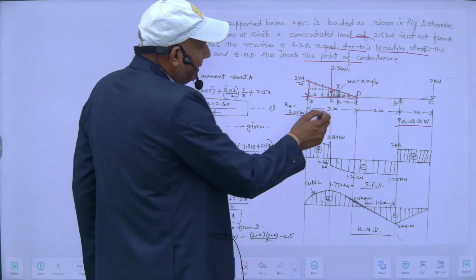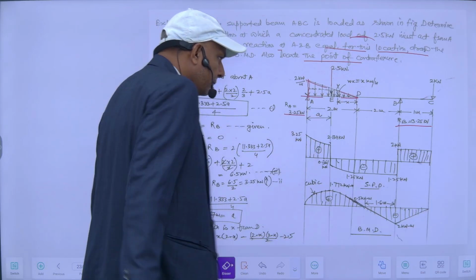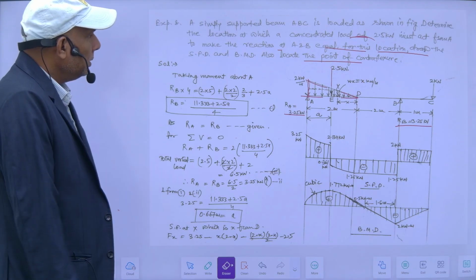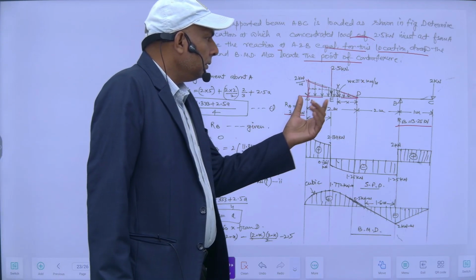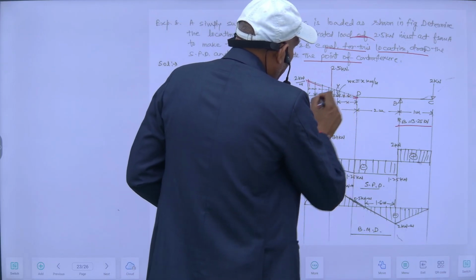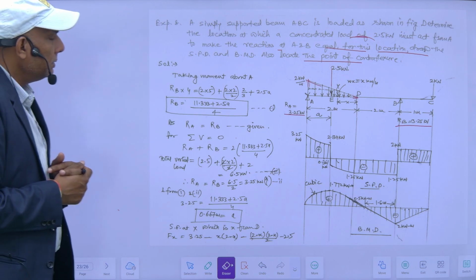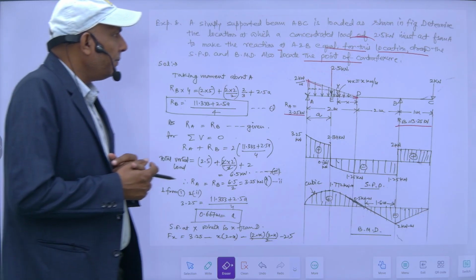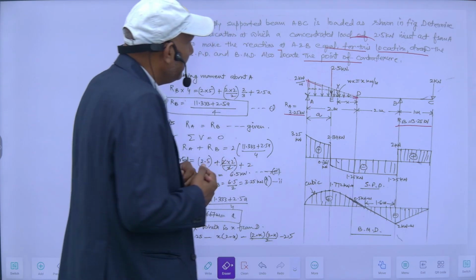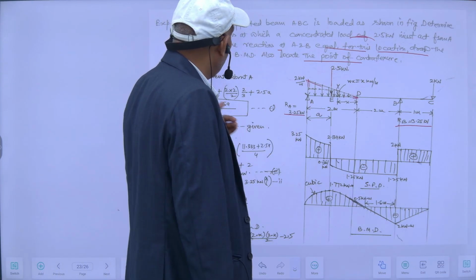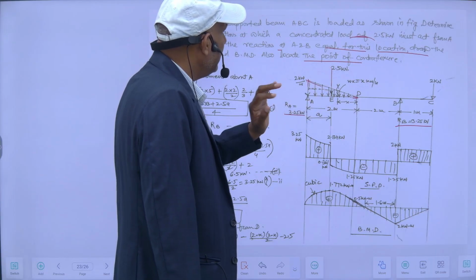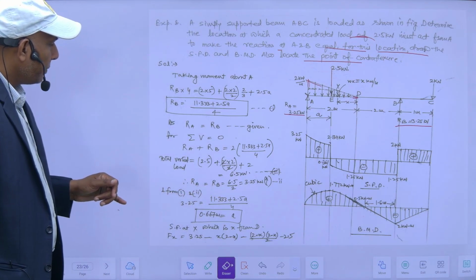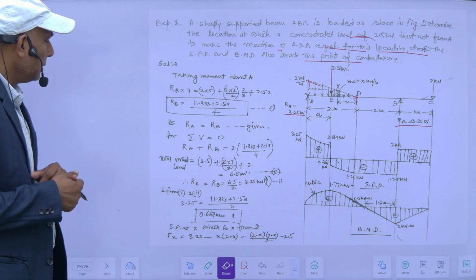Now I have to find the location where this load is acting. A simply supported beam ABC is loaded as shown in the figure. Determine the location from A at which this concentrated load must act so as to make the reactions A and B equal to each other. So my reactions are 3.25 and 3.25. So both are equal.